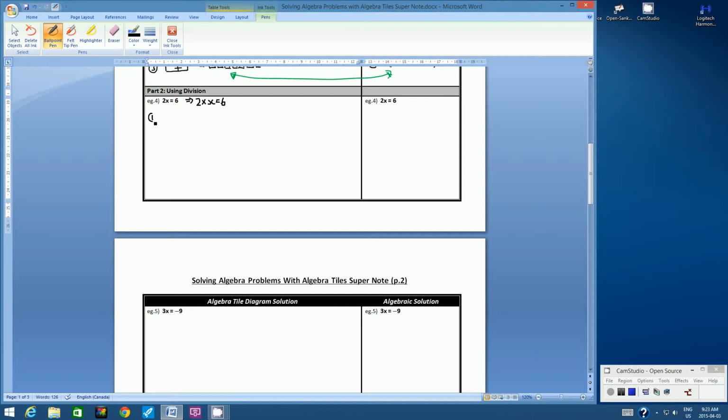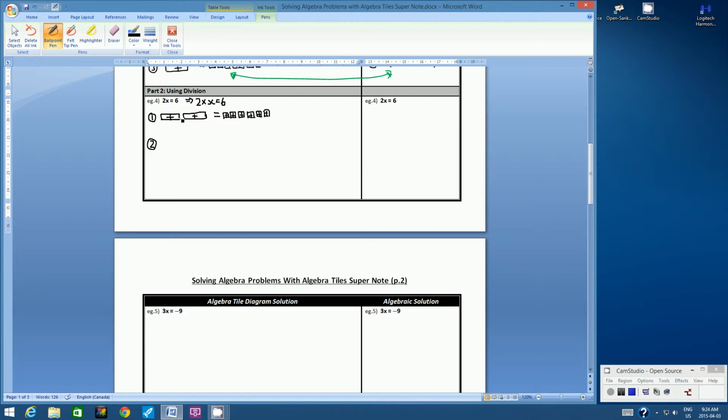Okay, step 1. Let's draw the question. Well, we have 2x. So you can draw these long rectangles beside each other, or you can stack them above one another. So we have 2x equals, and then we have positive 6. So pretty easy question to draw. Okay? All right, so we have 2x equals 6. So with these questions, the strategy changes a little bit.